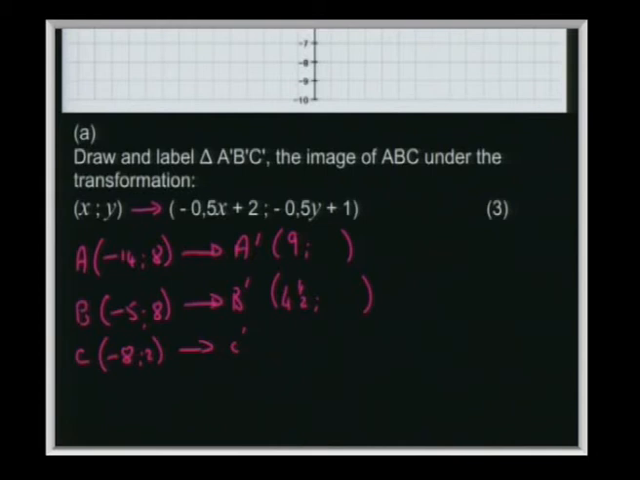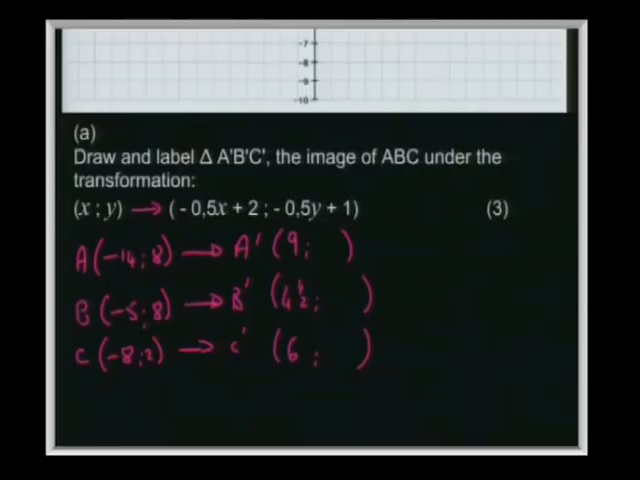Negative 8 is my x value for C. Well, negative 8 times negative a half will give me 4, and 4 plus 2 gives me 6. Right, the x values sorted out. Let's do the y values. Once again, it's multiplied by negative a half, and then we add 1. So, negative a half times 8 gives me negative 4. Negative 4 plus 1 gives me negative 3.